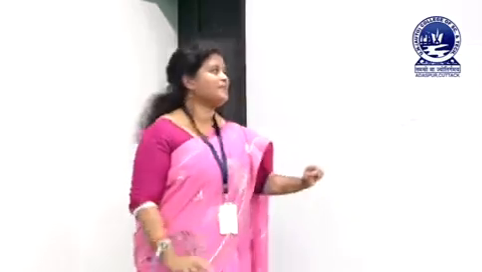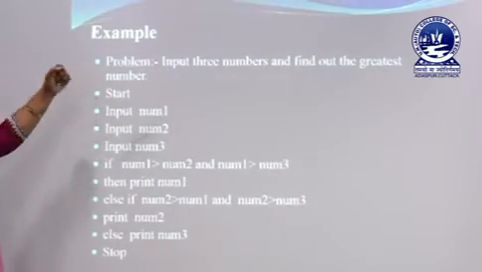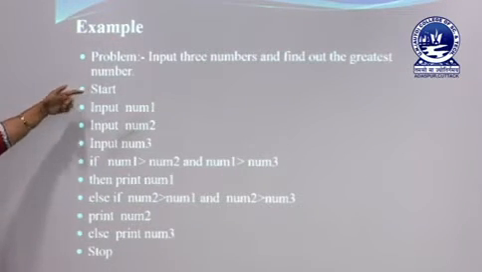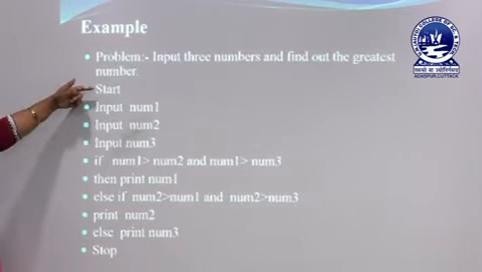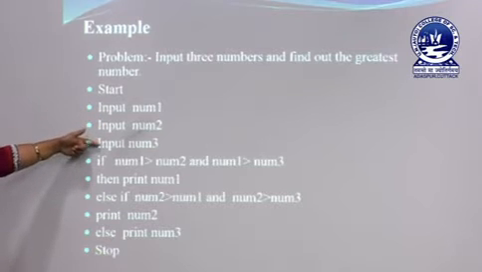In order to go a particular way, you have to check multiple conditions. How will you check? I have given an example. The question is: input 3 numbers and find out the greatest one. Again, in the same way we will start, and there is a stop point. After starting, input num1, input num2, then num3.